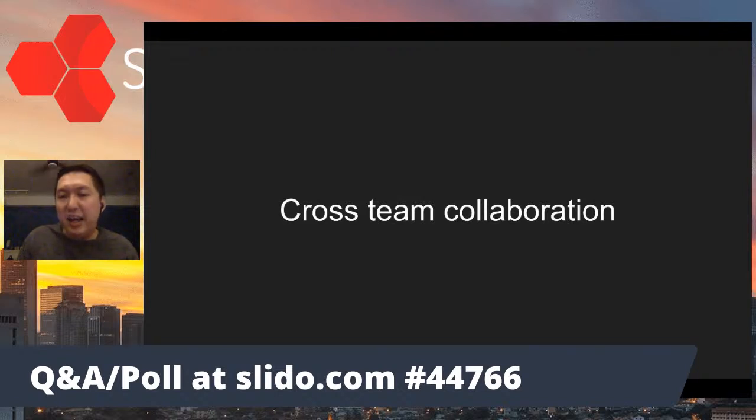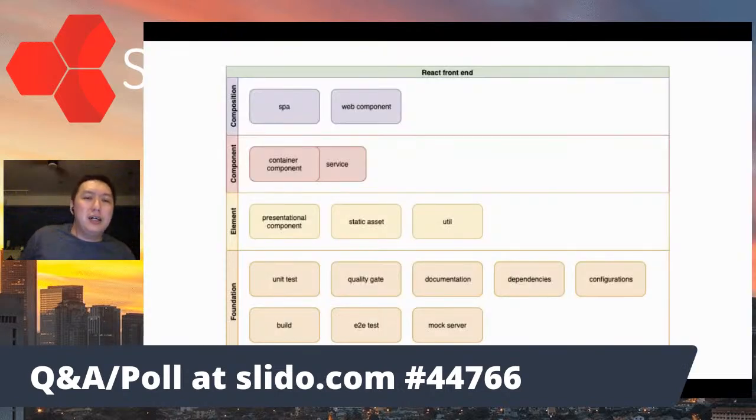So I think this is the end of my talk. The next part is that I want to show some examples, right? So this is a typical structure, the layers that I use for my organization, right? So I have a React monorepo.